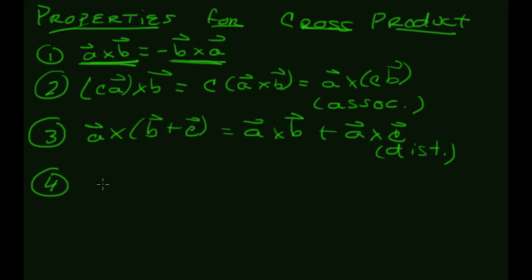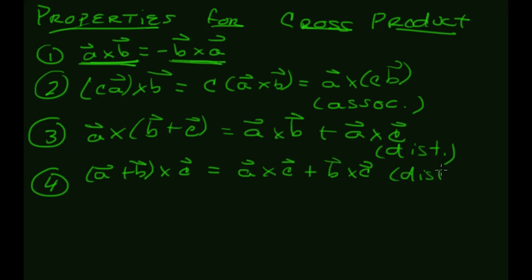We also get a right-hand distribution. So if I have A plus B cross C, that is equal to A cross C plus B cross C. Now note, this has to be stated because normally we don't have to state the left and right hand versions of these because we have a commutative property. However, no full commutative property means I have to state both 3 and 4.